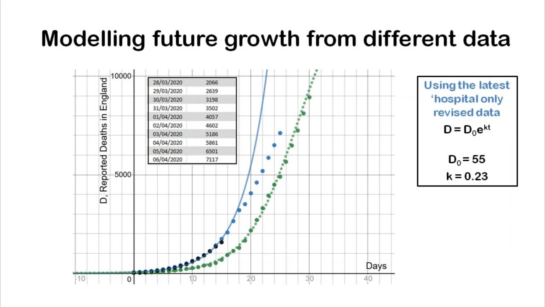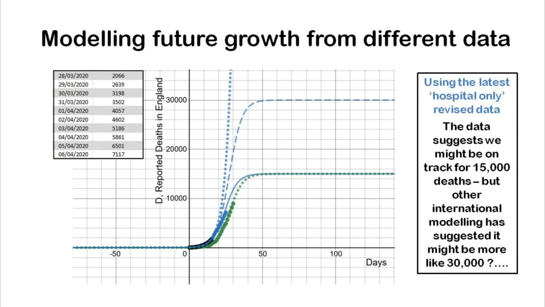Again, here's a possible exponential growth for the beginning, but over time, of course, we need a shallower graph as we start to flatten the curve. Instead, let's have a look at some possible logistic S-curves that might fit that blue data that's been announced by NHS England. You can see that the track for 15,000 deaths seems to fit the data reasonably well. But other international modelers, using far more statistical analyses than I can, are suggesting that the death total in England might be more like 30,000. So perhaps it's that top curve that we need to be looking at.